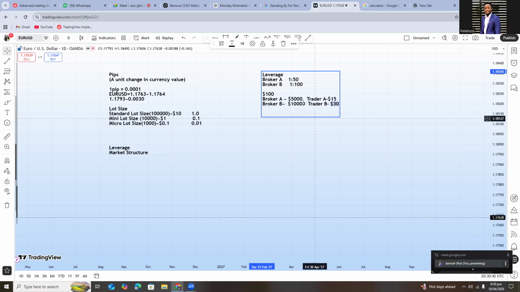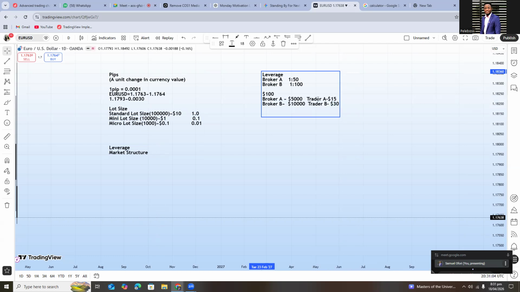$100. And so it means that after the transaction, trader B has $130 in their account. You understand that? Same way, trader A, who trades with broker A, is going to have $115 in their account. That is how it is done. Now, this is where it gets dicey.